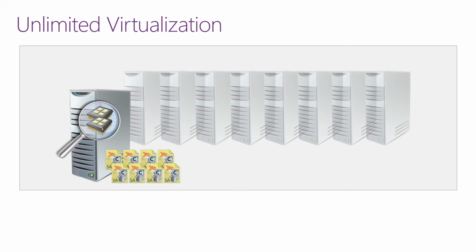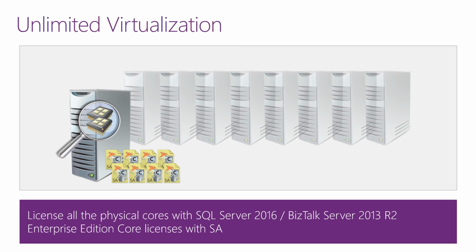What are the products? There's only 2, SQL Server 2016 and BizTalk Server 2013 R2. Both of these products allow unlimited virtualization, but only for the Enterprise Edition licenses, which are available in the core licensing model. In the core licensing model, you need to count all of the cores on a server and buy a license for each of those. And you can see here I've done that. I've got 8 cores, I've bought 8 licenses, and adding software assurance gives you unlimited virtualization. So as I say, only available for those 2 products, and as long as you're licensed completely at the physical level with software assurance, then you get unlimited virtualization.